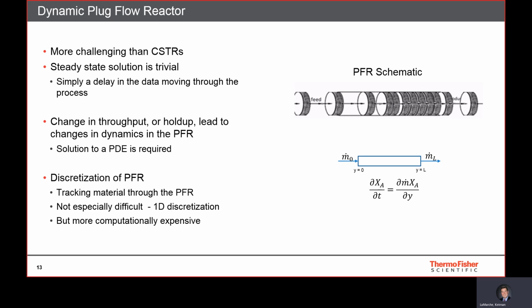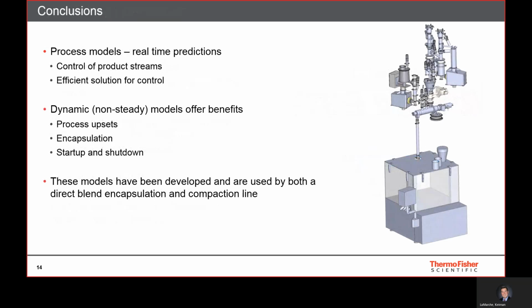This is not very difficult to do, but it is more computationally and memory intensive than an ODE solution. And this is important when you look at a real-time solution, as you want that solution to complete in a relatively short period of time so that you can have a real-time prediction that doesn't fall behind reality. So to conclude, real-time prediction generated from mass balance-based process models are an efficient solution to the control of product streams in the CM system.